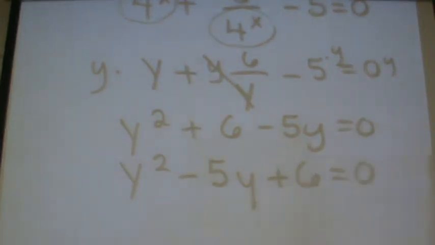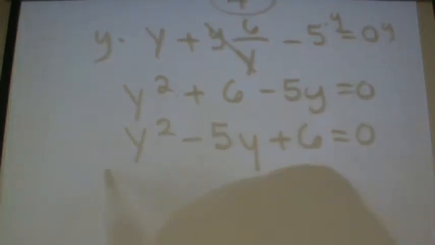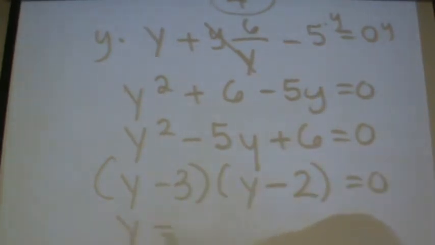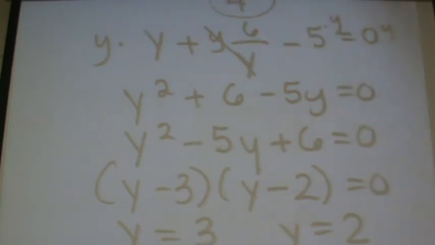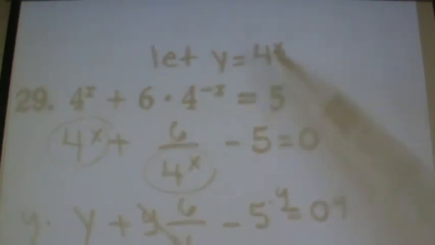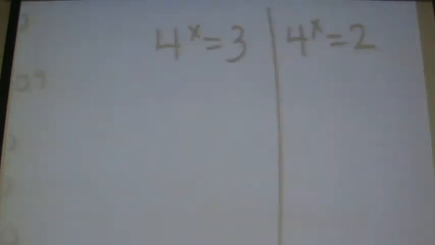-3, -2. How do you factor that? y minus 3, y minus 2. What are your two y solutions? 3 and what? 2. And then what do you think you're going to do? Plug it back in. Now you're going to switch back. You're going to replace, because you're solving for x, not y. Now you're going to take your 4 to the x power and plug it in right here. So what you have is 4 to the x is equal to 3, and 4 to the x is equal to 2. Now what do you think you're going to do?